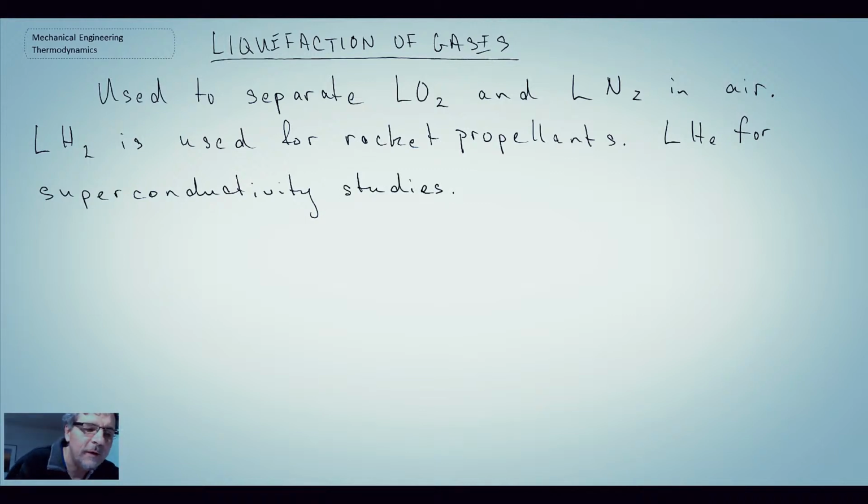So there are many different reasons why you'd want liquid nitrogen, liquid oxygen, liquid hydrogen. Liquid hydrogen is used for rocket propellants, and liquid helium is used for superconductivity studies, and liquid nitrogen is used quite often in scientific or industrial applications, liquid oxygen as well in the medical community and in many different places. So what we'll do now is we'll take a look at the cycle, both the process diagram as well as the process schematic for liquefaction of gases.